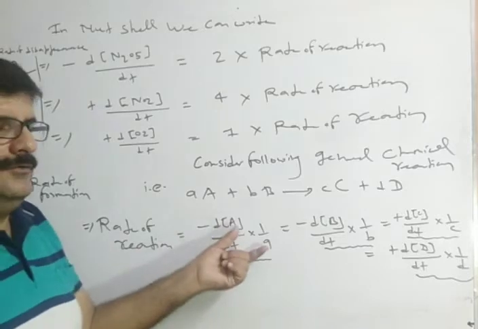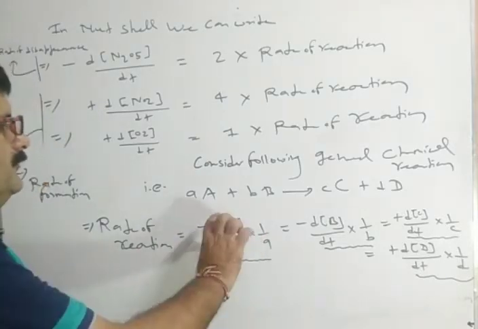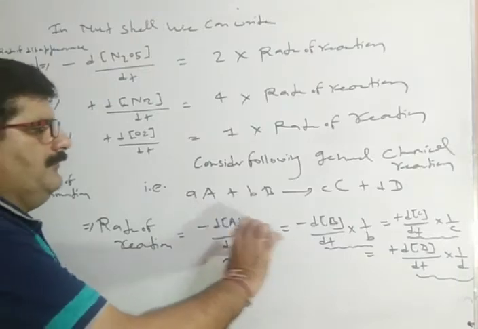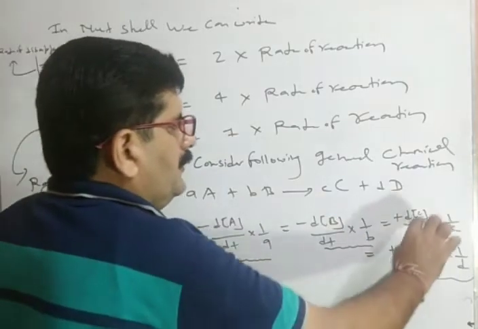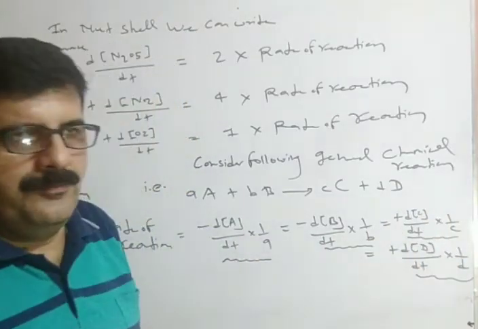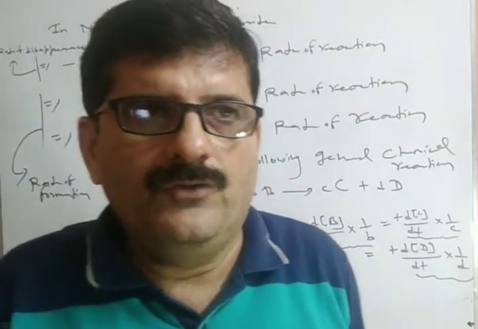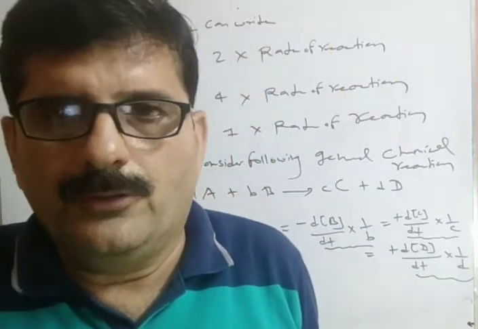If coefficients are not involved, then the left part here is said to be what? Rate of disappearance, rate of disappearance, here rate of appearance, and again rate of appearance. So for any chemical equation we can determine rate of reaction. Now we will discuss some simple questions based upon rate of reaction.